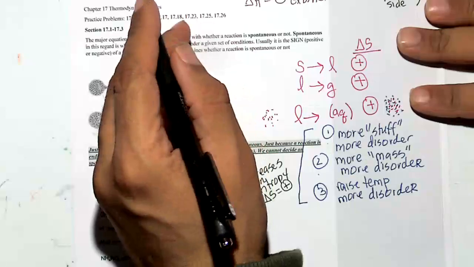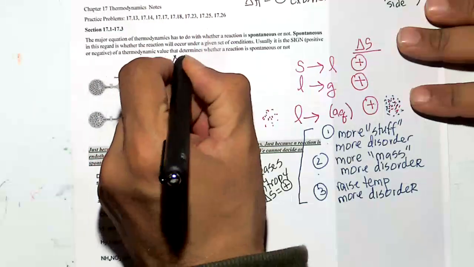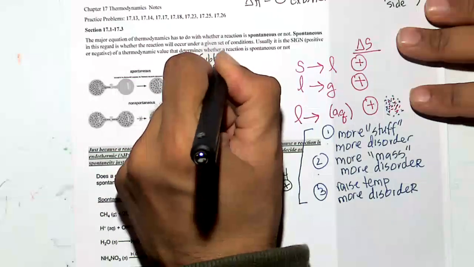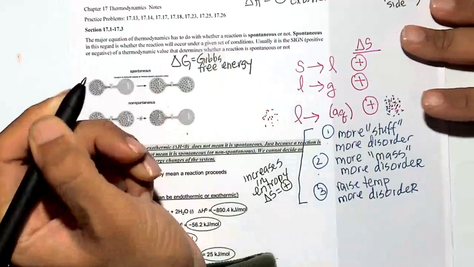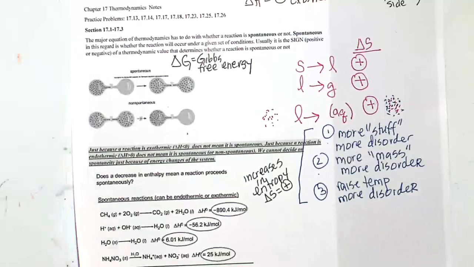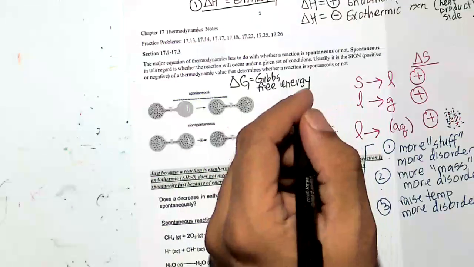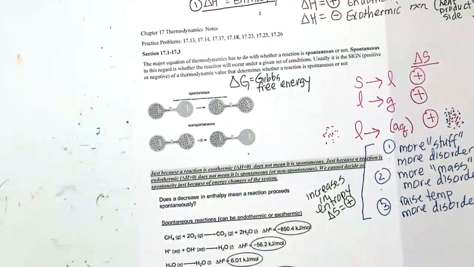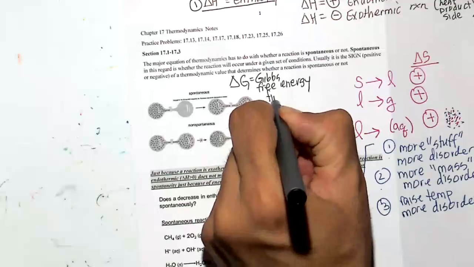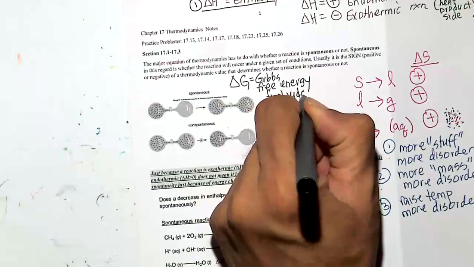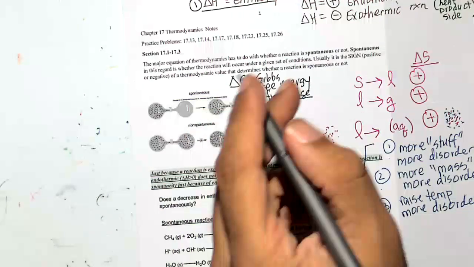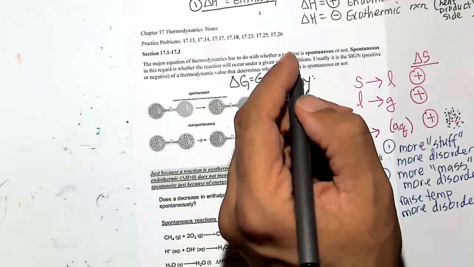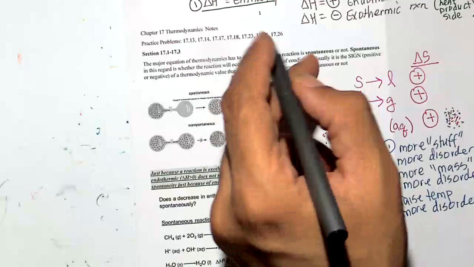Finally, we have the final thermodynamic parameter, and that's delta G. This is called Gibbs free energy. So this is the final judge. What do I mean by final judge? This will tell us whether the reaction will be favored energetically or not favored energetically.